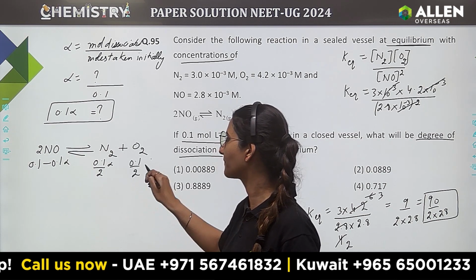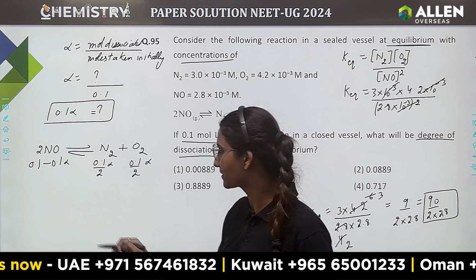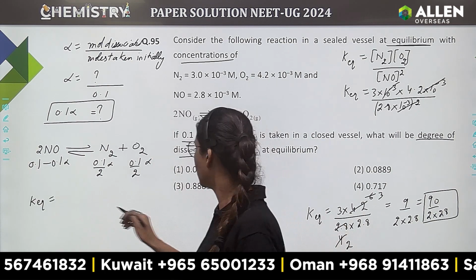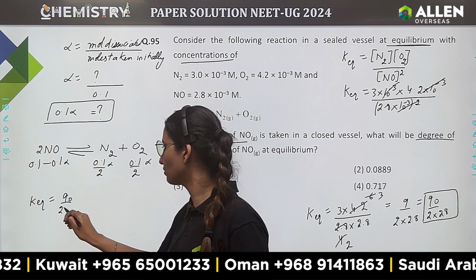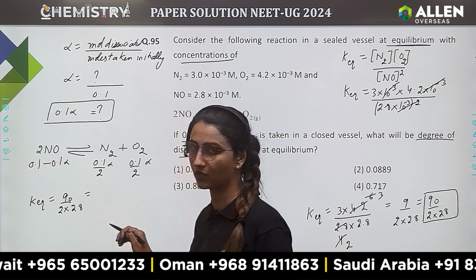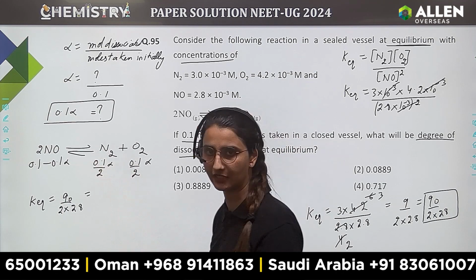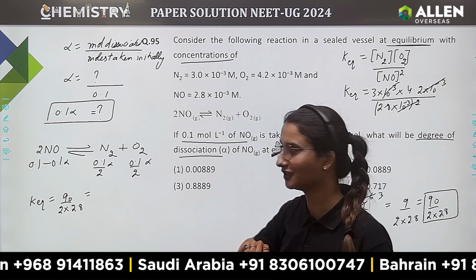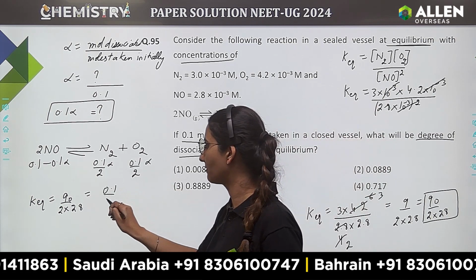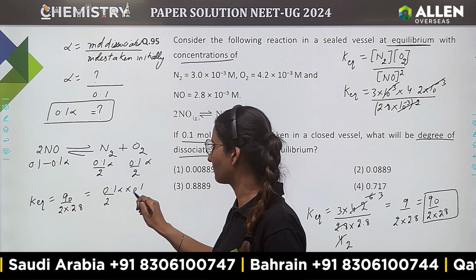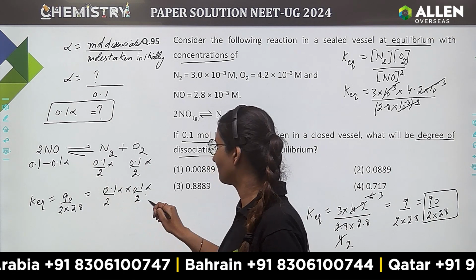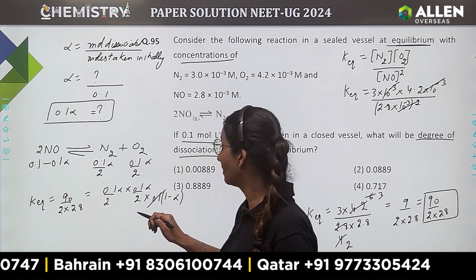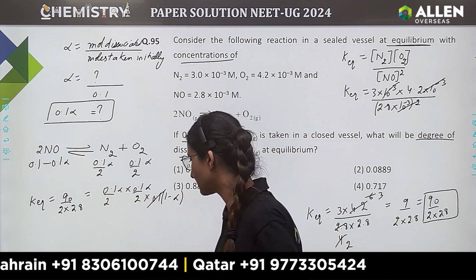0.1 by 2 alpha. Now let's substitute the value of K equilibrium. What is K equilibrium? K equilibrium is 90 by 2 into 28, which is equal to the equilibrium concentration of N2 into O2 by NO square, same expression. So it will be, students, 0.1 by 2 alpha into 0.1 by 2 alpha divided by 0.1, take common, 1 minus alpha. 0.1, one thing, I forgot doing square.